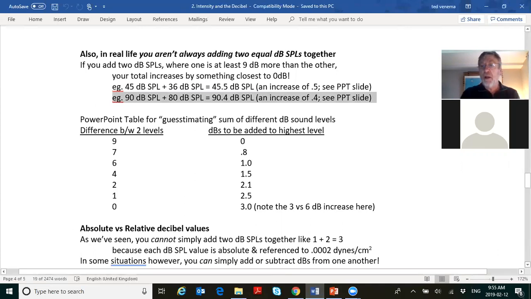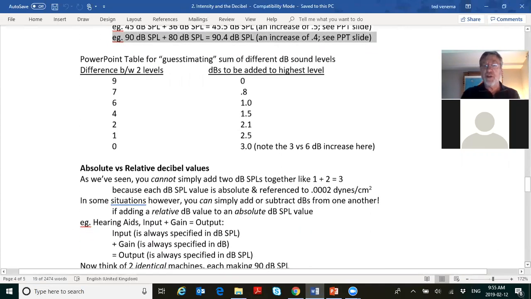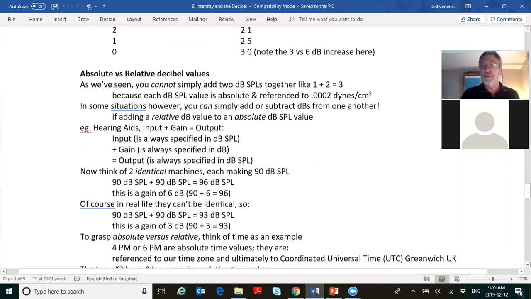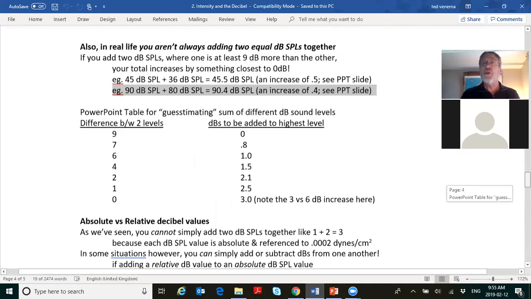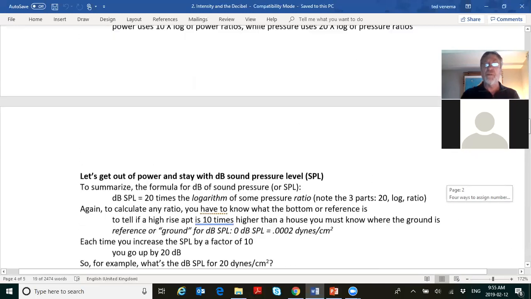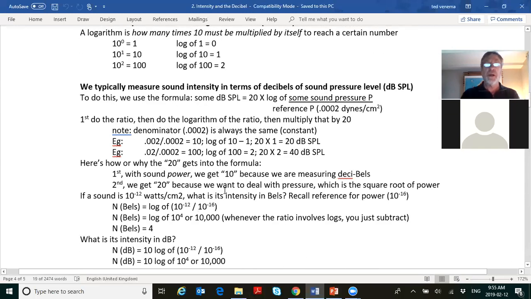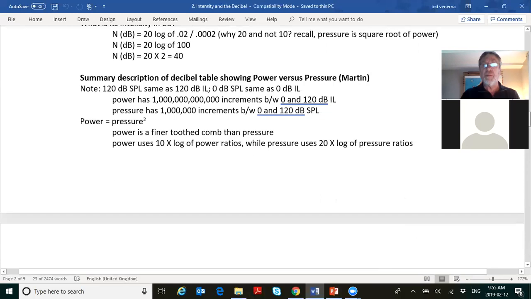All right, now let's finish this section and talk about absolute and relative dB values. But before we do that, let's just summarize what we did, where we've gone this morning. We talked about this formula. Then we talked about adding dBs together.